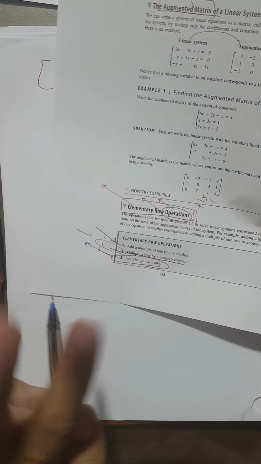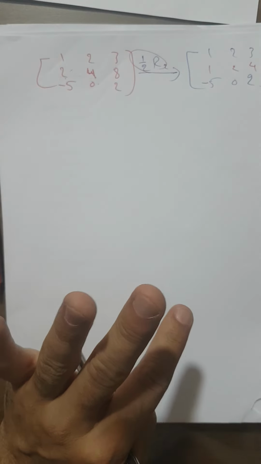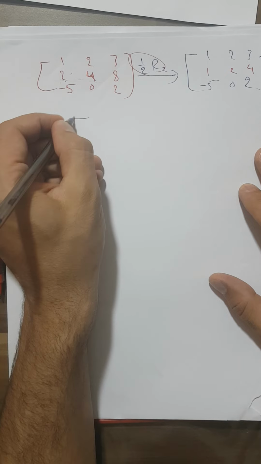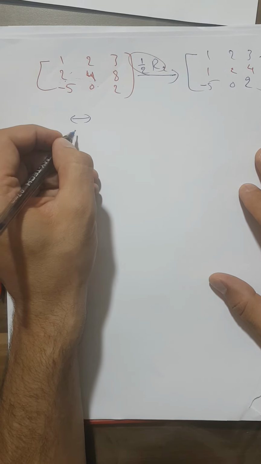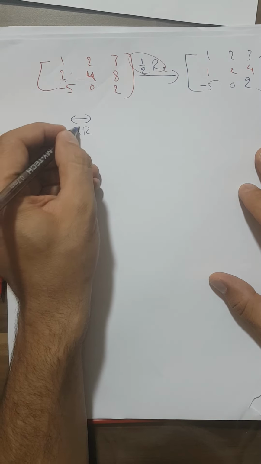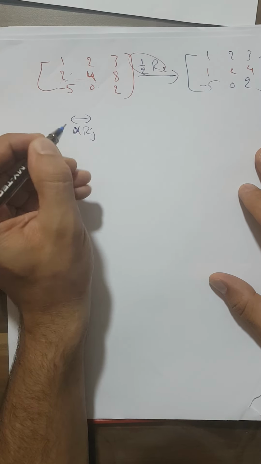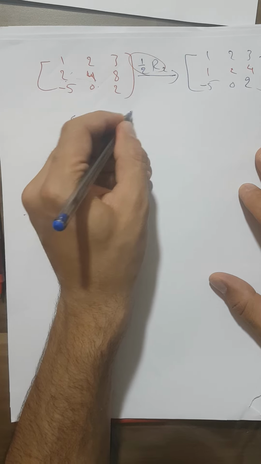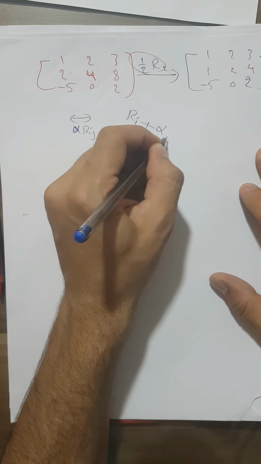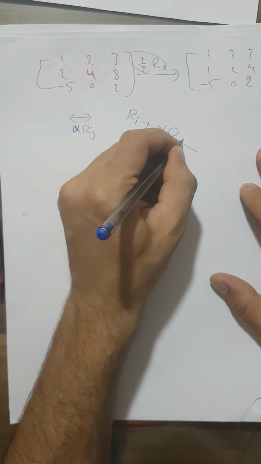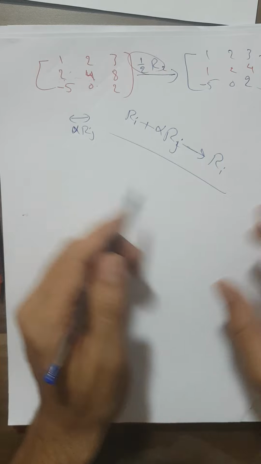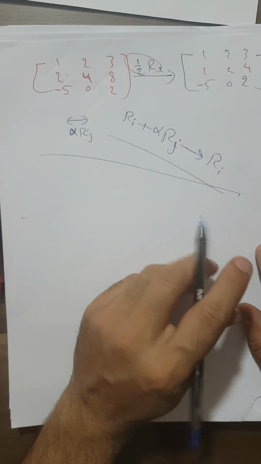So you have 3 steps, like a chess. You have interchange. Then you have multiplying a row by a non-zero scalar. And you have Ri plus some number times Rj, then put it in Ri. That means these are the operations we did.